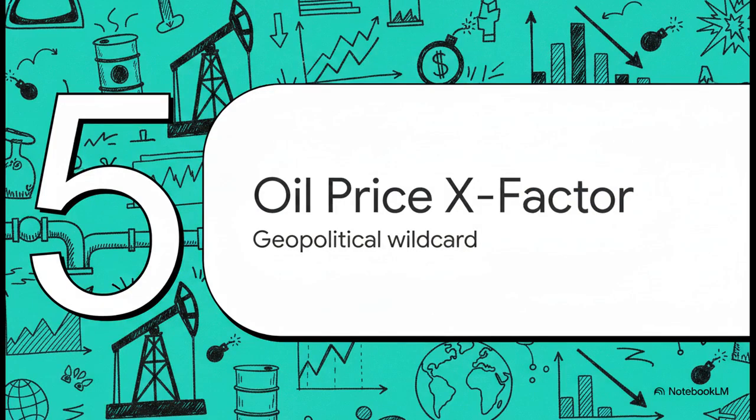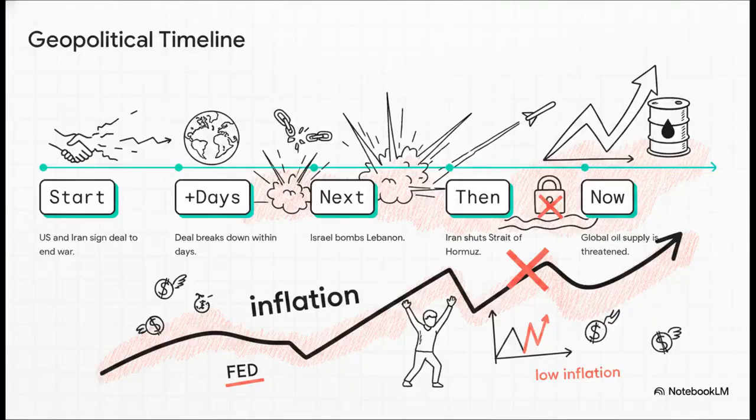Section 5. The oil price X factor. The geopolitical wild card. Look, all of these complex banking mechanics and fancy data theories are ultimately at the mercy of one physical commodity. As the source outlines chronologically here, global geopolitics is the ultimate wild card. Just recently, a deal between the U.S. and Iran to end hostilities broke down almost immediately. Israel continued military operations in Lebanon, and Iran threatened the Strait of Hormuz. This is a direct threat to global oil supply.